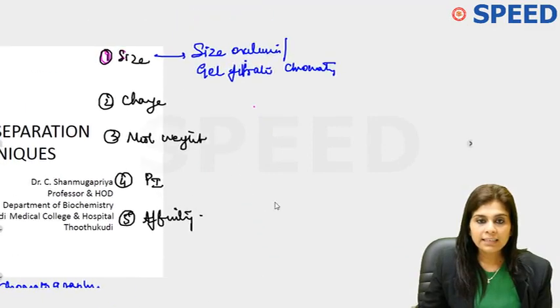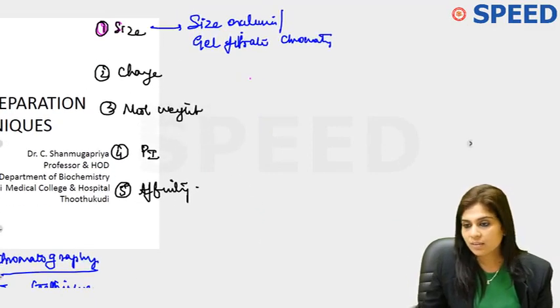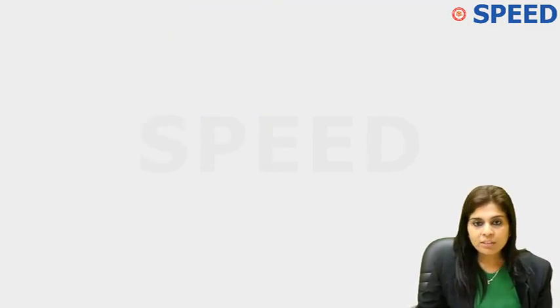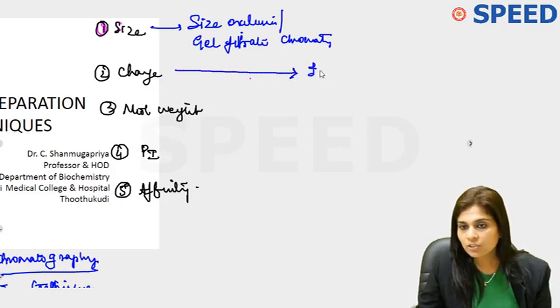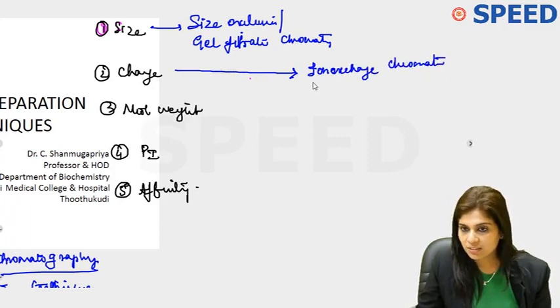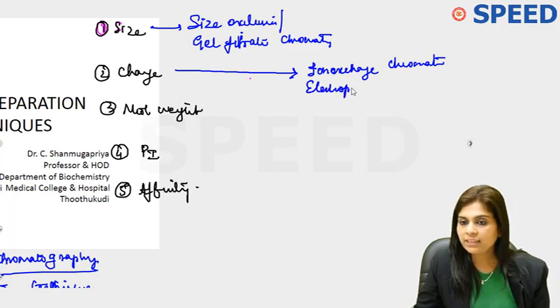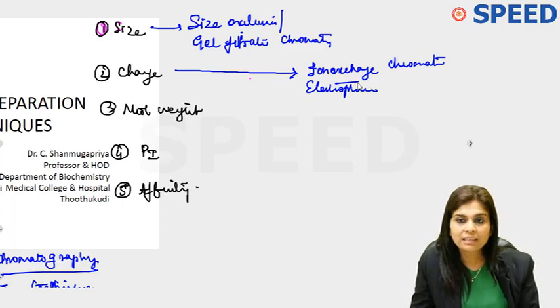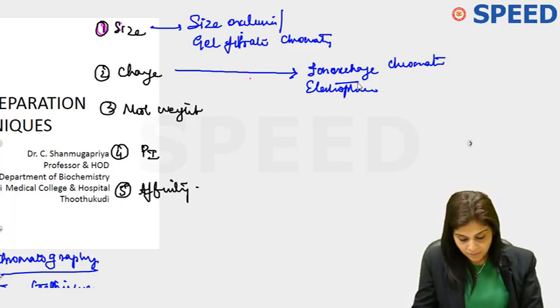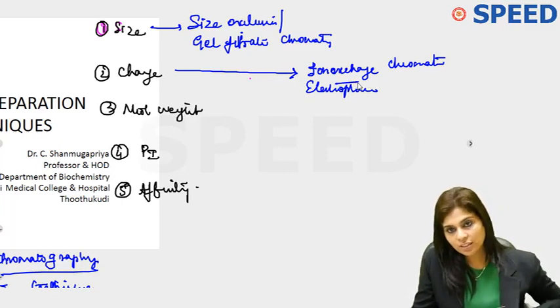Now what are the techniques which separate proteins based on charge? For this we have two techniques. One is ion exchange chromatography and the other one is electrophoresis. So what are the two techniques which separate proteins based on charge? One is ion exchange chromatography, the other one is electrophoresis. Let me first tell you about ion exchange chromatography.